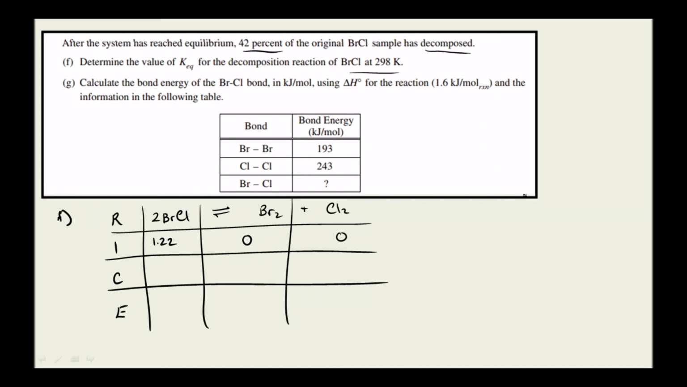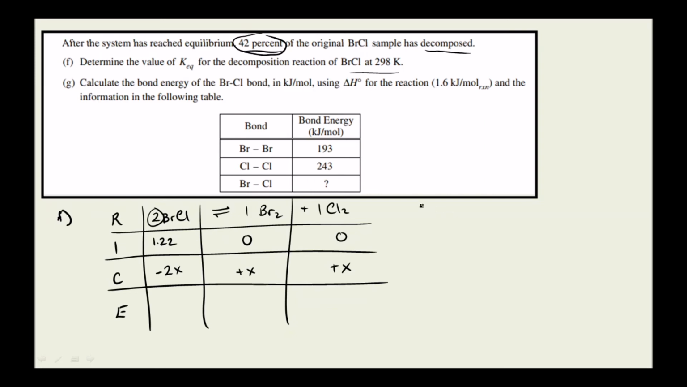For the change, we can use our coefficient. There's a 2 in front of the BrCl, so we have minus 2x. And there's a 1 in front of the two products, so we have plus 1x and plus 1x for each of those. So for equilibrium, we'll have to do a little bit of calculation because we're not told what the pressures are at equilibrium. But we are given information that 42% of the original BrCl has decomposed.